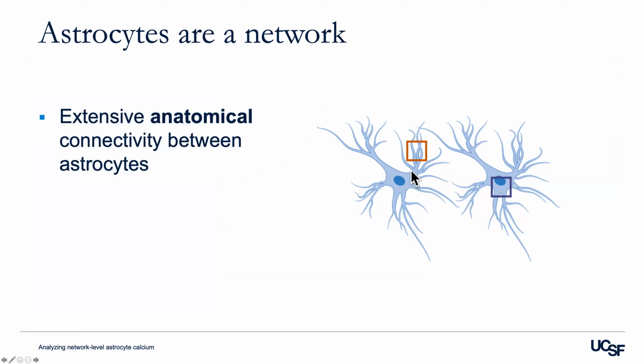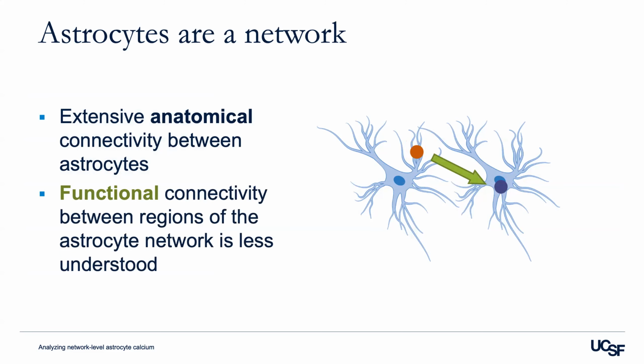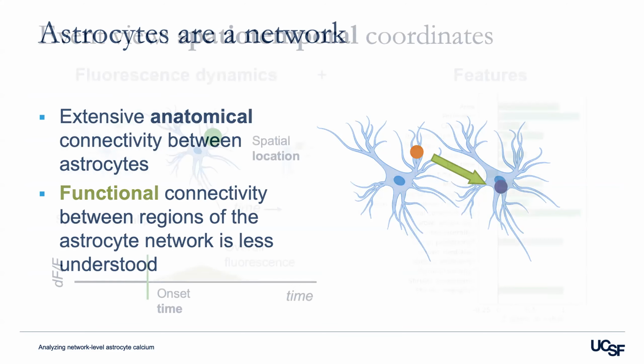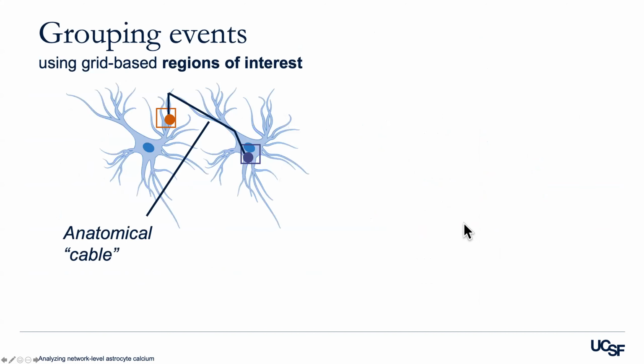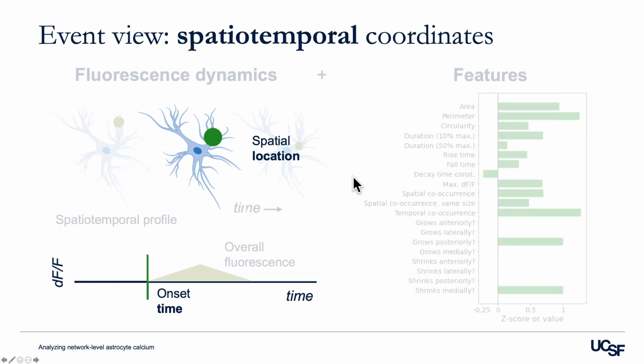So if you took 2 spatial regions, for example, the orange and the purple regions that I've highlighted here, and you asked the question, how are those 2 physically connected? You can draw a line in space that forms a cable, if you will, or a physical connection between those 2. So there's anatomical connectivity. However, the functional connectivity, or the information flow between different regions of the astrocyte network, is less understood than the anatomical connectivity itself. And so in this particular analysis, I'm going to be focusing on using the spatiotemporal coordinates of individual astrocyte events in order to gain information.